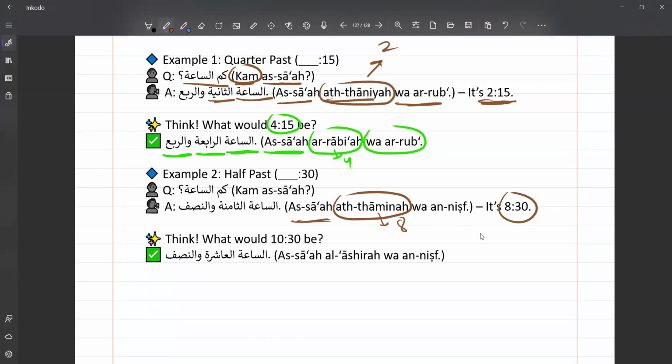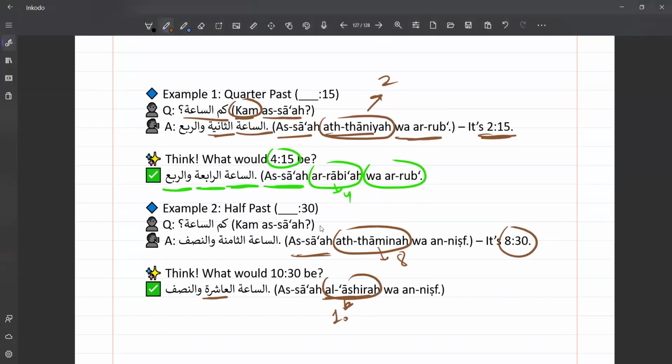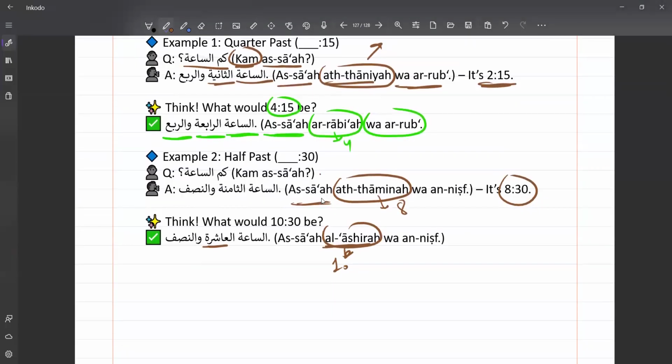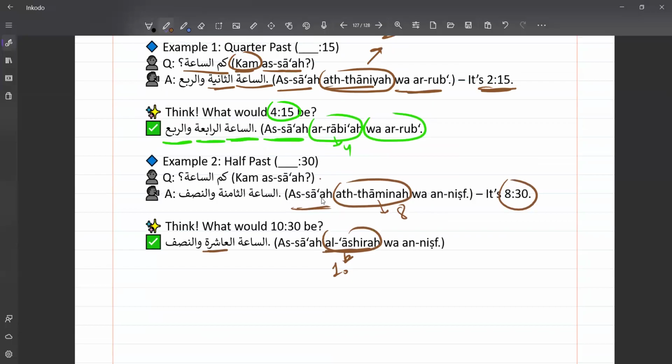Similarly, if the time is 10:30, you will say الساعة العاشرة. العاشرة, Al-Ashara, means 10. So you will say As-Sa'a Al-Ashara Wan-Nisf. Right? So this is how you will tell time in Arabic. Understood? I hope you got it.